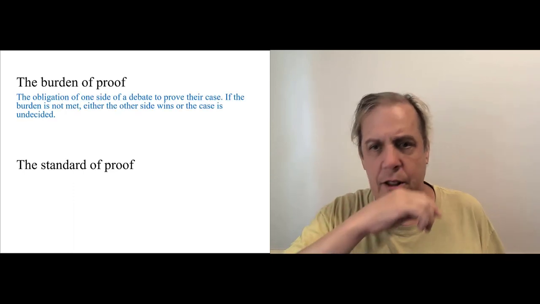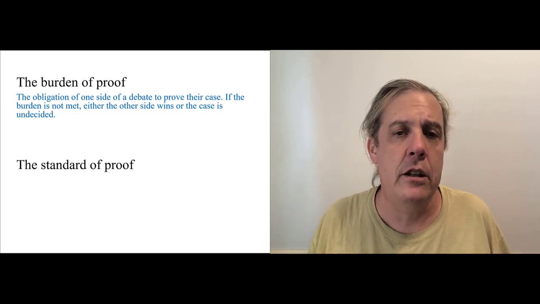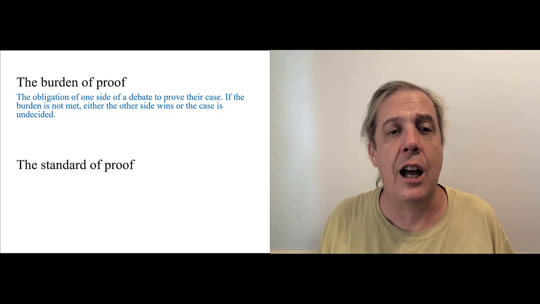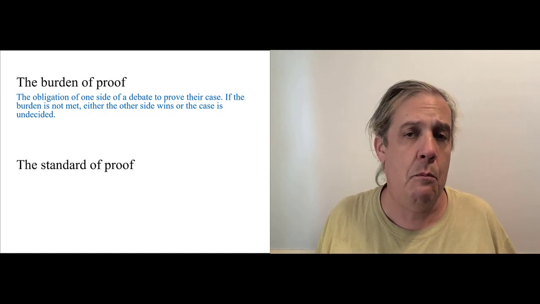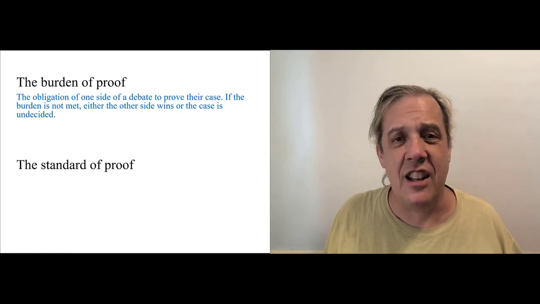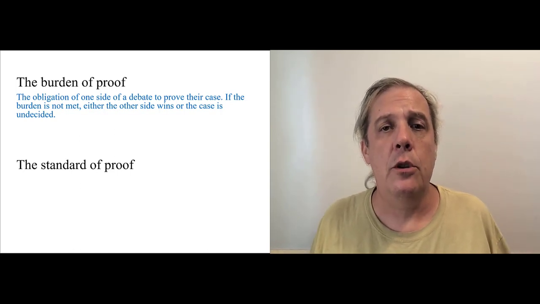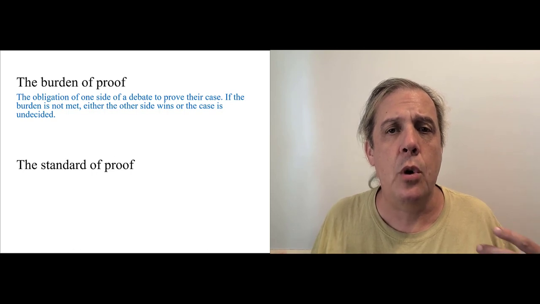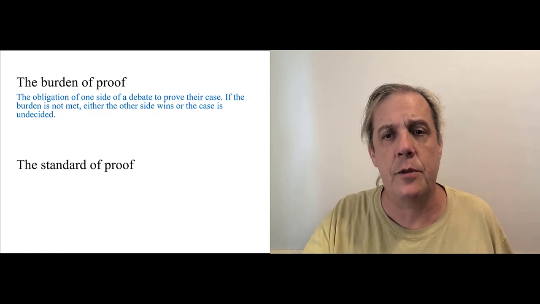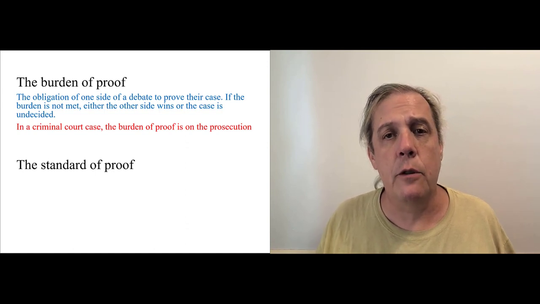In general, we say that the burden of proof is the obligation of one side of a debate to prove their case. The burden of proof is on the prosecution. They have to do it. And if the burden is not met, we say in the American legal system that the defendant is innocent. We could also say that the case is undecided, but that's not the way we do it in the legal system. Either way, you can ask who has the burden of proof in any given argument? Whose job is it to prove their case? And like I said, in a criminal court case, the burden of proof is on the prosecution.